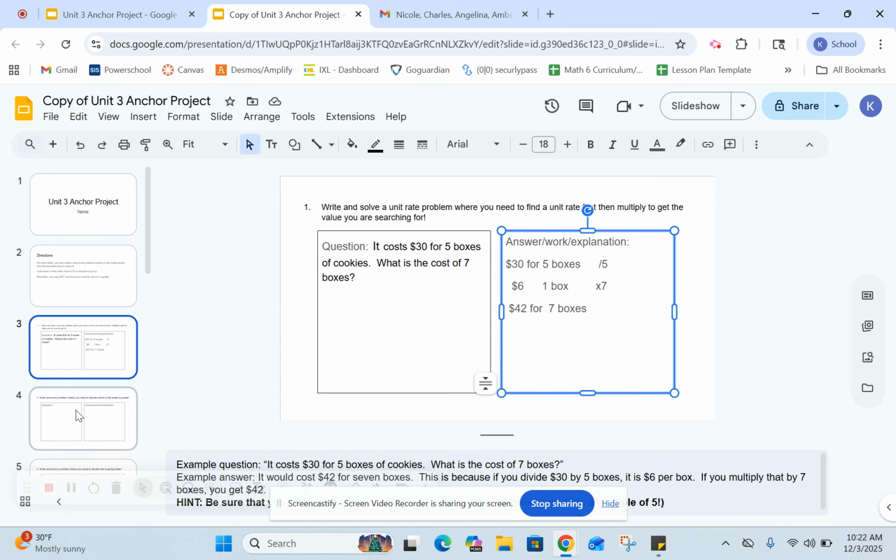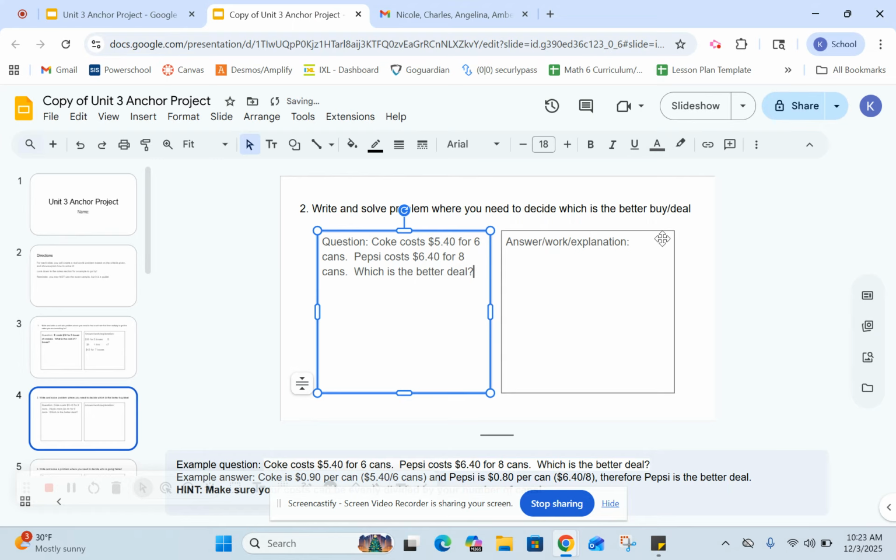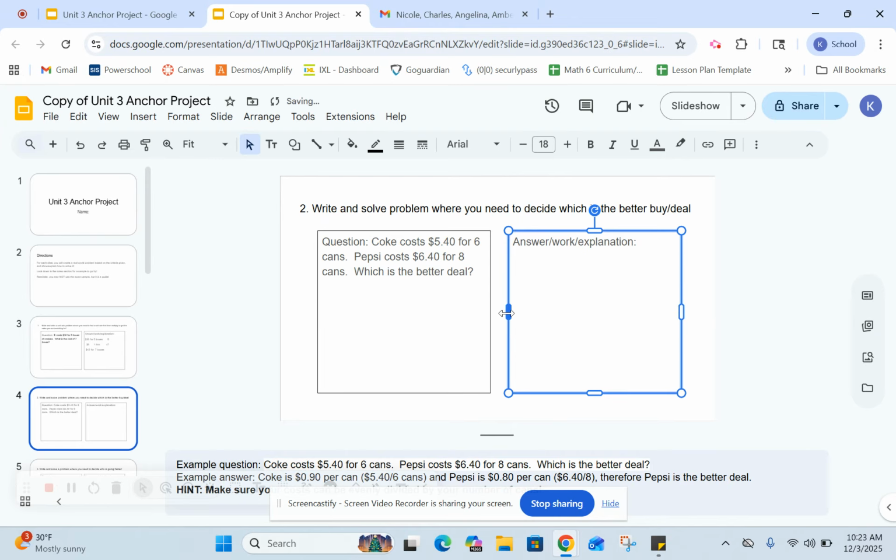All right, let's move on. Write a problem where you need to decide which is the better deal. So I'm going to copy the question down here. Paste it in there. All right. Coke costs $5.40 for 6 cans. Pepsi costs $6.40 for 8 cans. Which is the better deal? All right, so we cannot compare 6 cans and 8 cans because those are different amounts. So we need to find the unit rate for each.